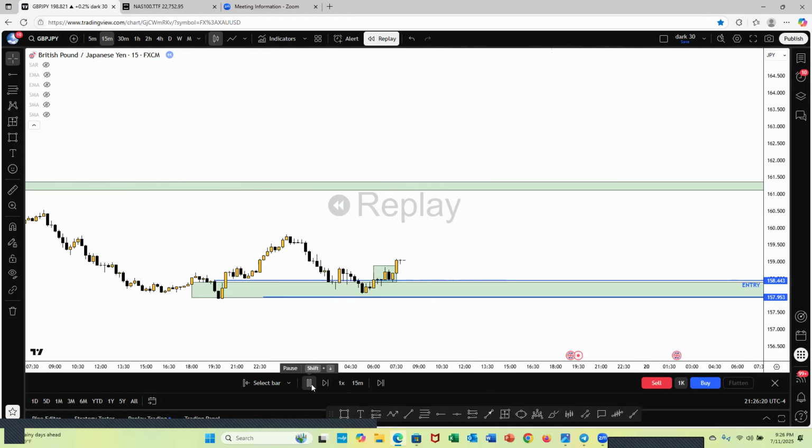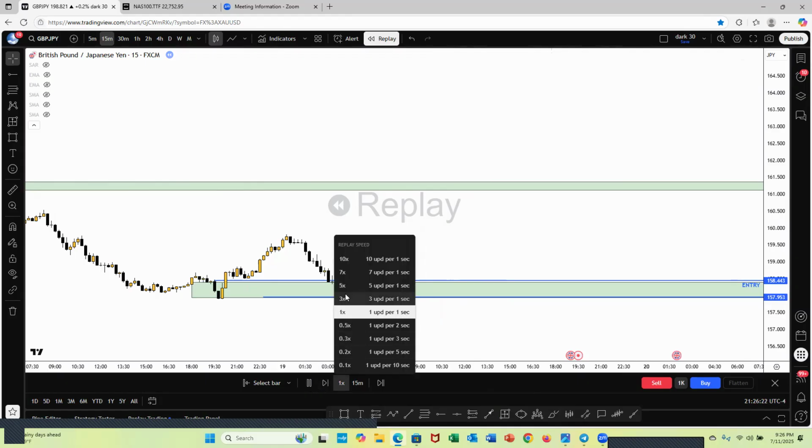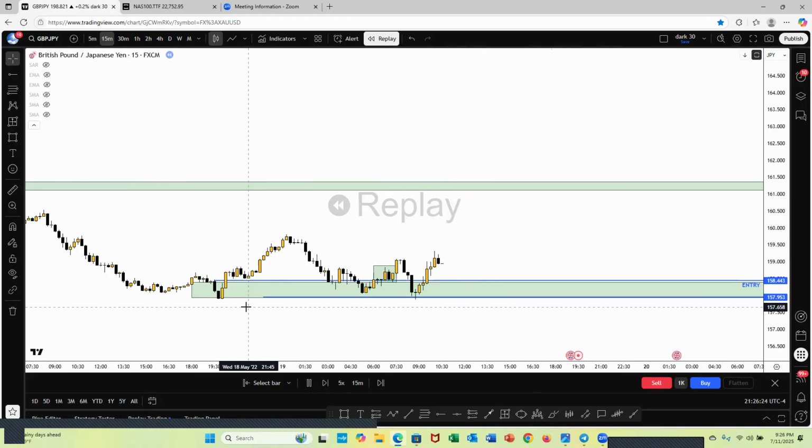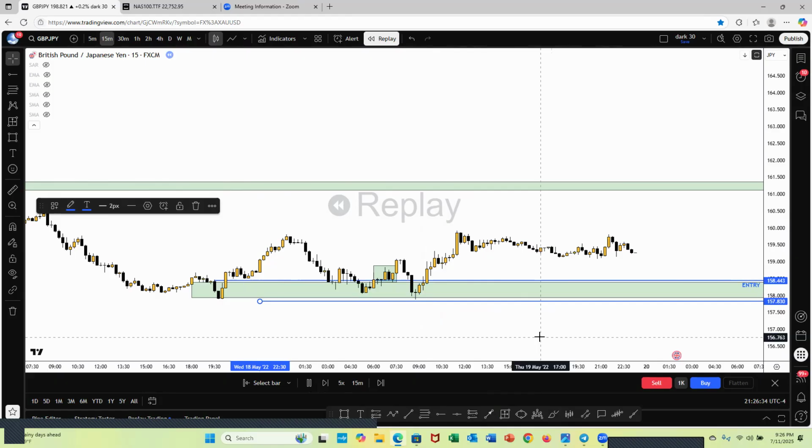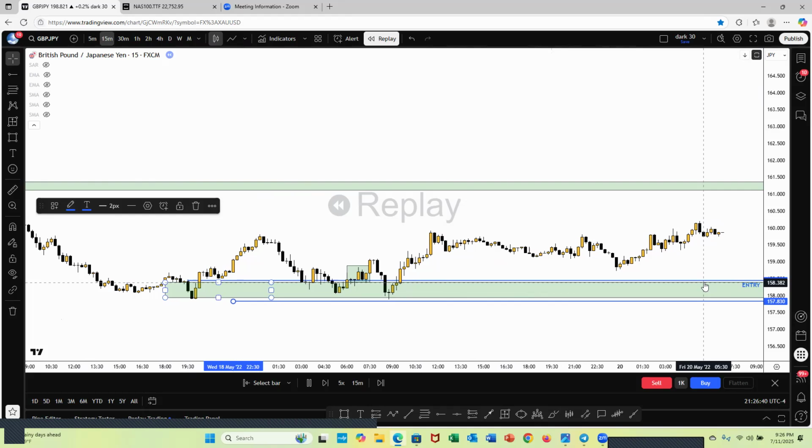I gotta speed this back up. I got it in one mode. No, I would have to drag it down because it touched this. It touched the bottom of that zone. So yeah, you have to drag it down a little bit more. I need to work on my entries and my stop loss.